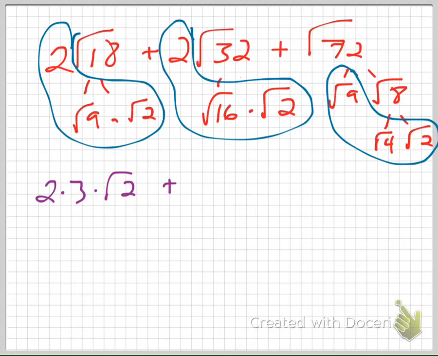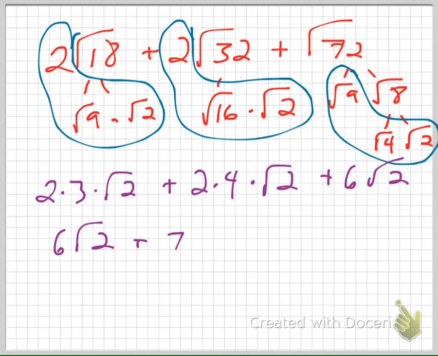Okay. Plus, do you see that very exciting number, square root of 16? Why is that exciting? Because it's just 4. So then it would be plus 2 times 4 times the square root of 2. And then, ooh, see that very exciting number and that very exciting number? That would be 3 times 2 is 6, plus 6 times the square root of 2. Does that make sense? Okay, so we have 6 times the square root of 2 plus 8 times the square root of 2 plus 6 times the square root of 2.